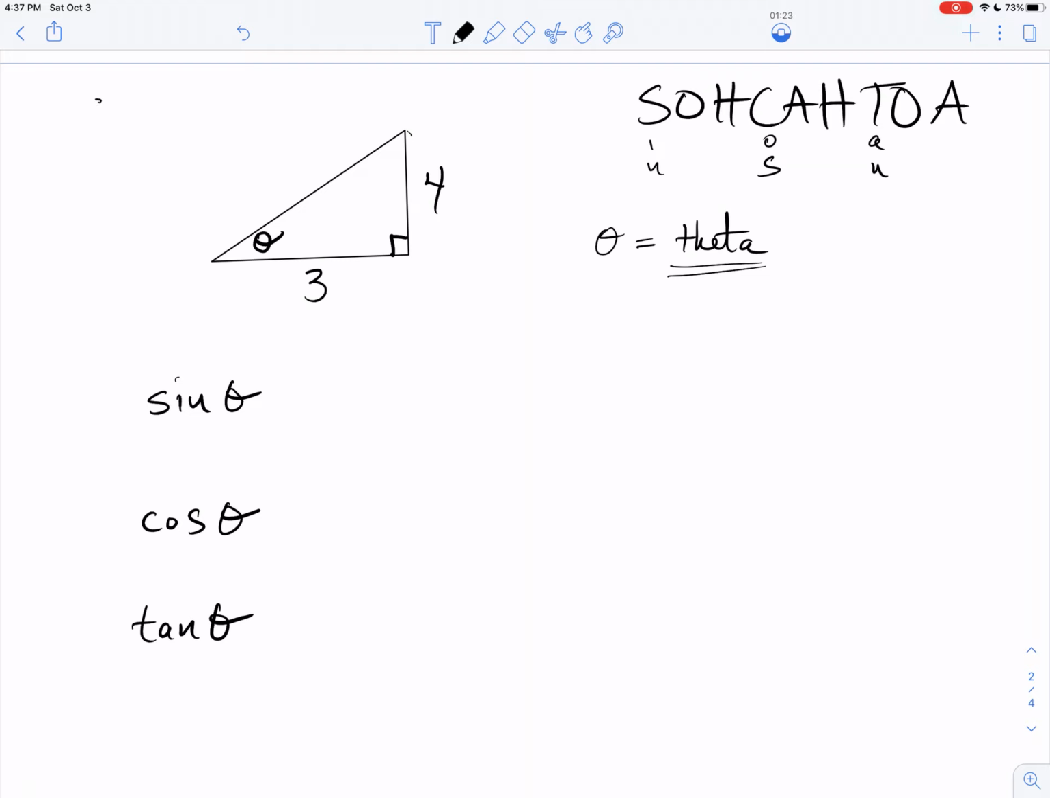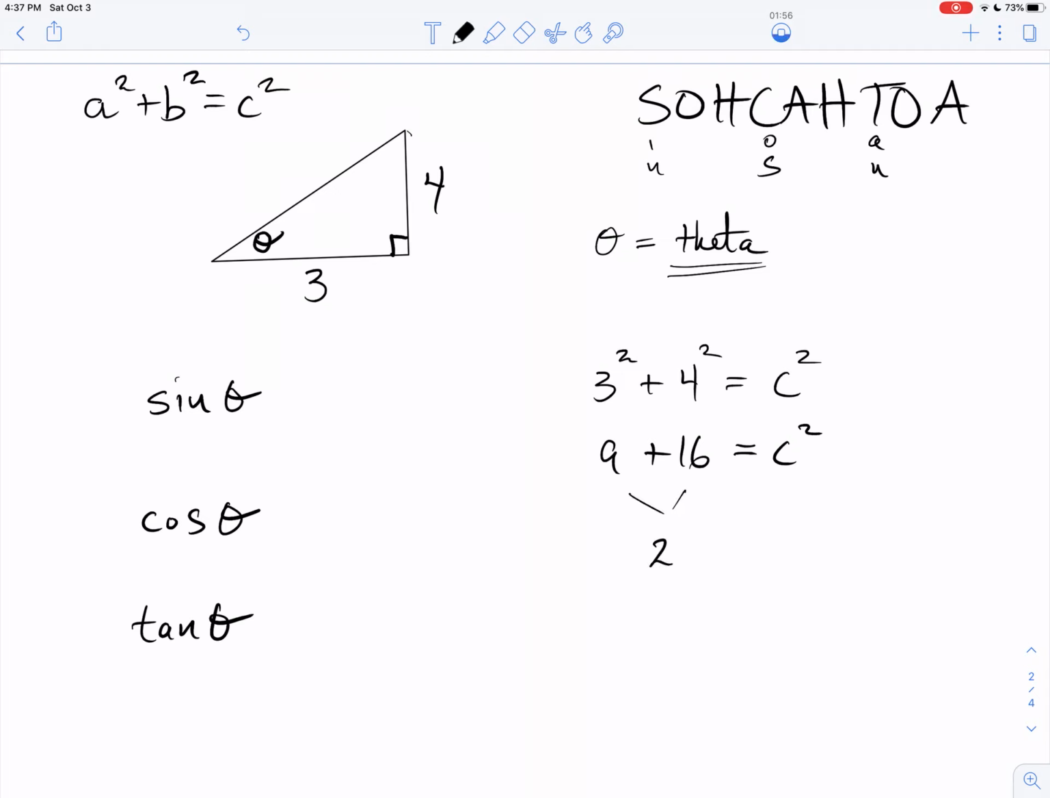I'm going to use my buddy Pythagorean theorem that says a squared plus b squared equals c squared. And I could pick either leg to be a. So a squared plus b squared equals c squared, and in this case, I'm going to get 9 plus 16 equals c squared. But I got to add those together. I don't take the square root yet. That'd be crazy. I'd get the wrong answer. I have to combine these, and I say, oh, that's 25.